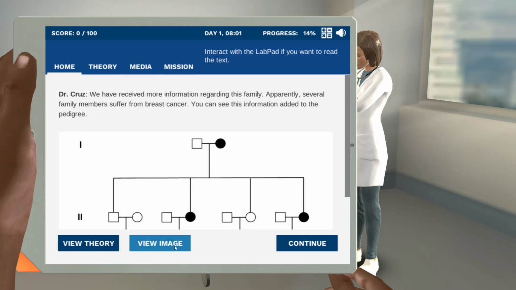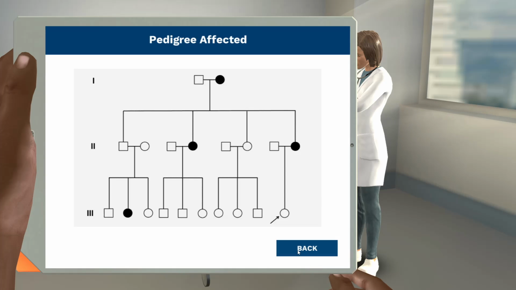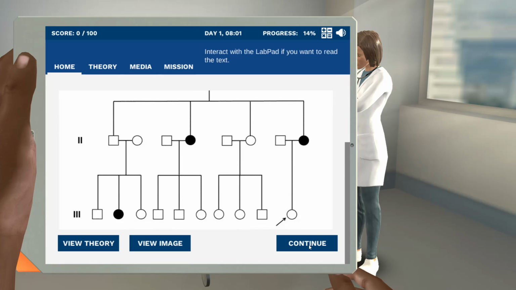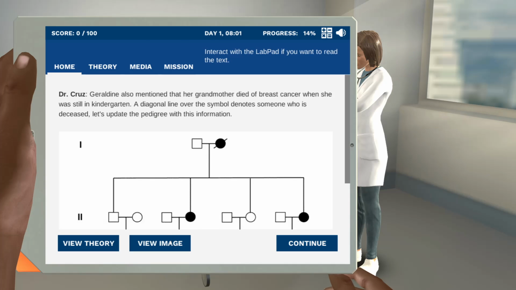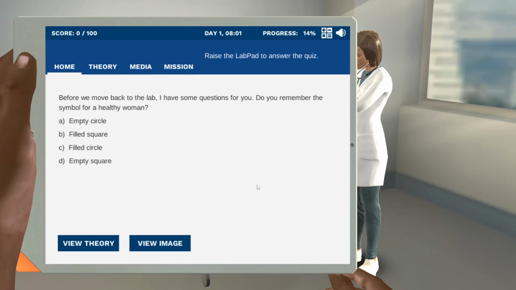We have received more information regarding this family. Apparently, several family members suffer from breast cancer. Geraldine also mentioned that her grandmother died of breast cancer when she was still in kindergarten. Before we move back to the lab, I have some questions for you.